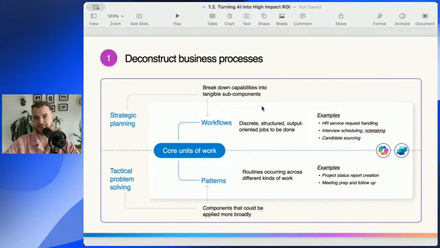So jumping into it, to deconstruct those business processes, what do you do? Well, here's a handy chart where you need to look at the workflows. So it could be HR service requests, candidate sourcing, and then you need to look at the patterns. So what routines are occurring across those workflows? So is it meeting prep, project status report? What are people doing?